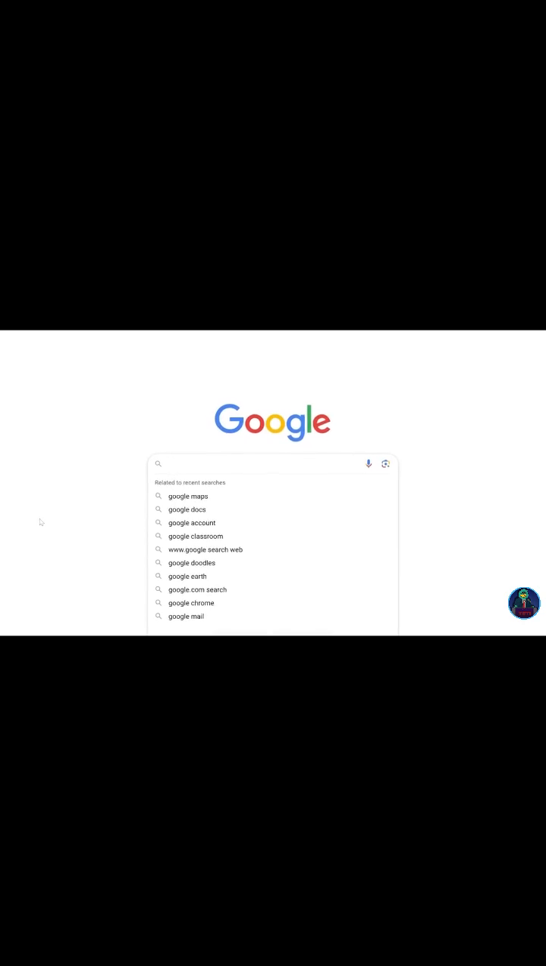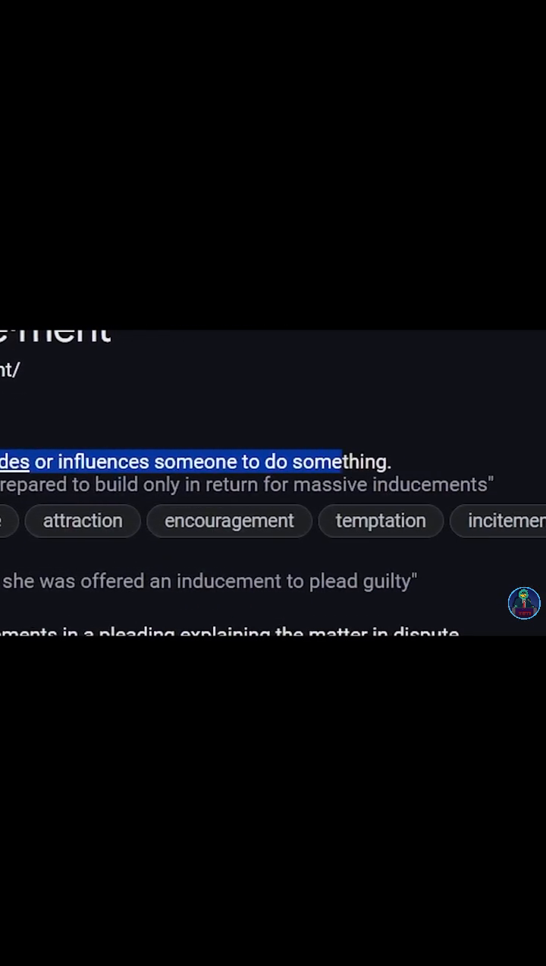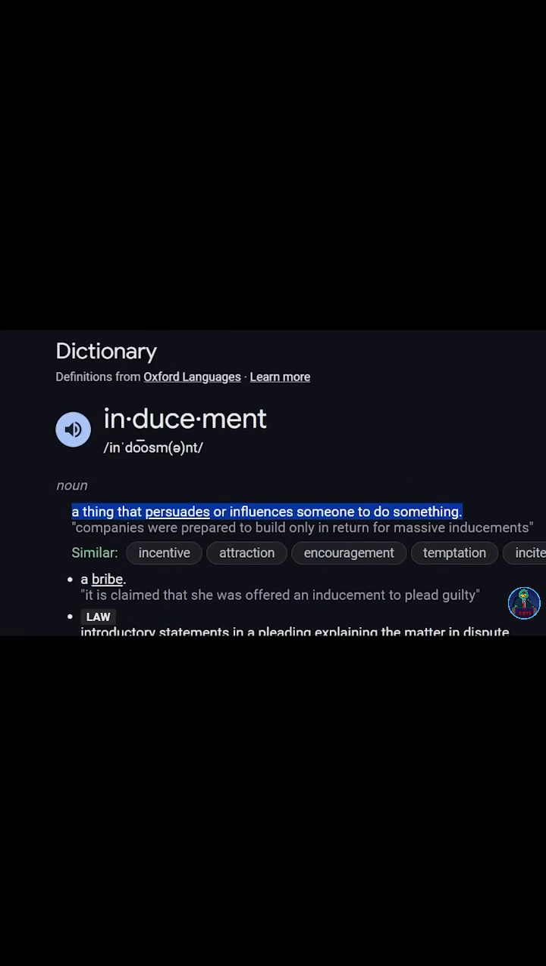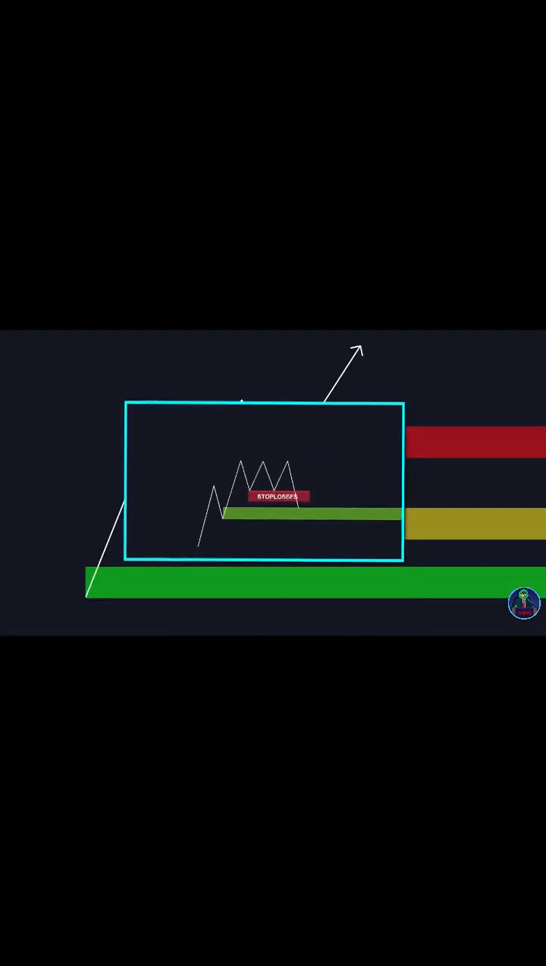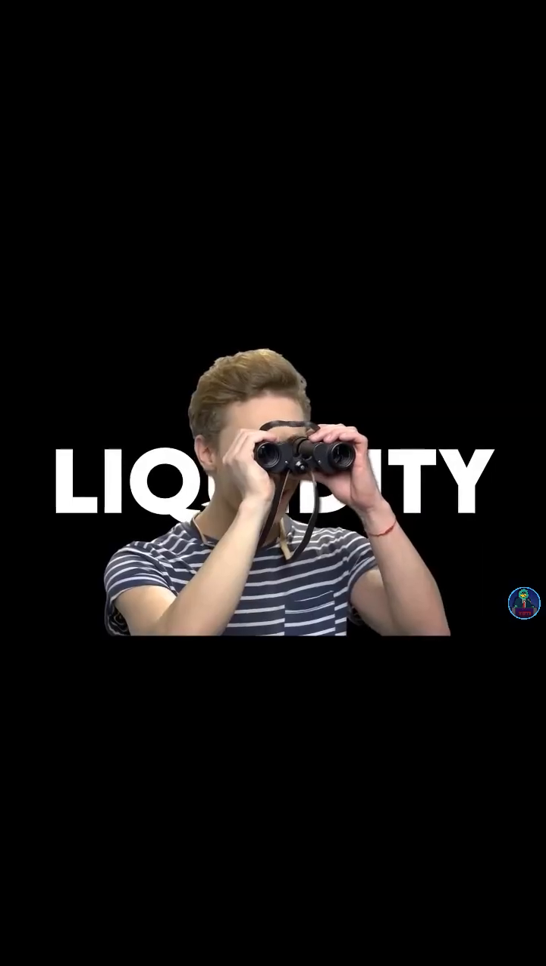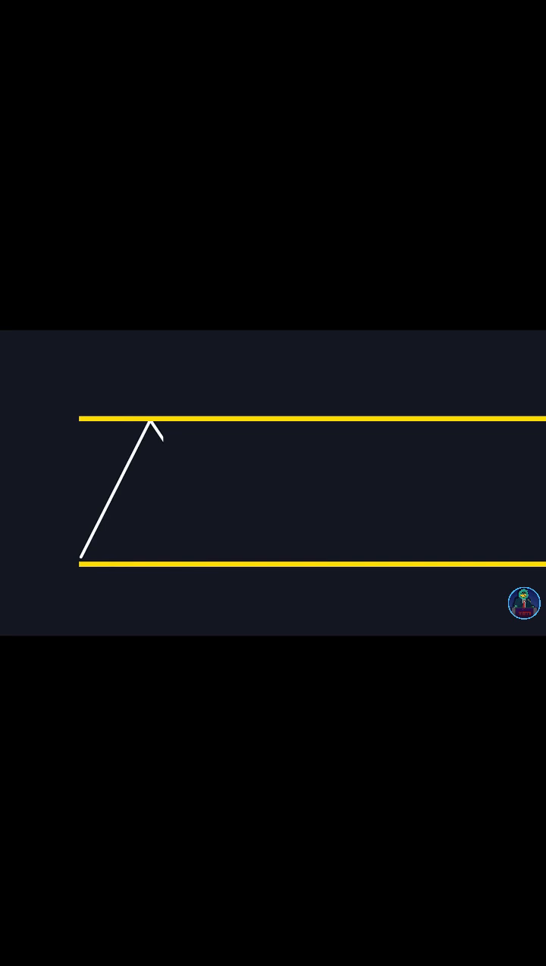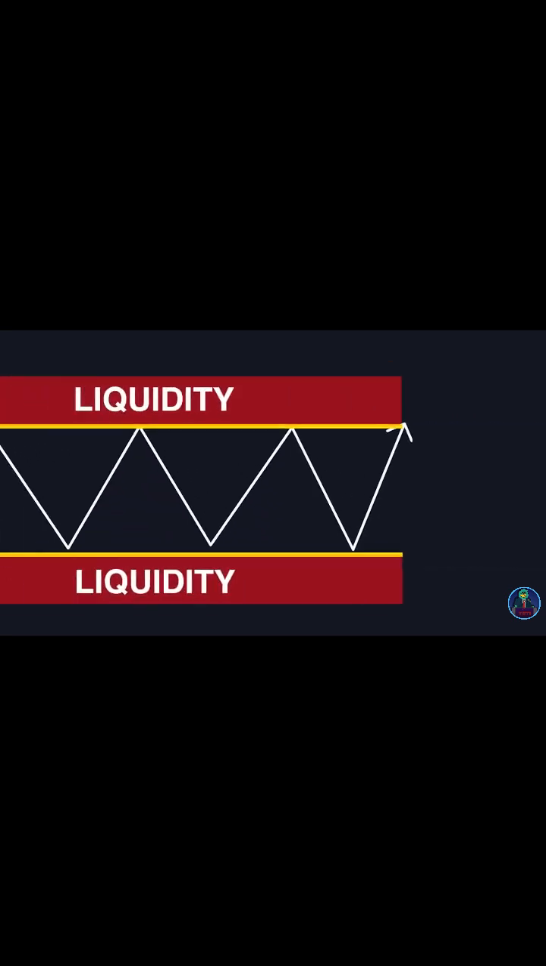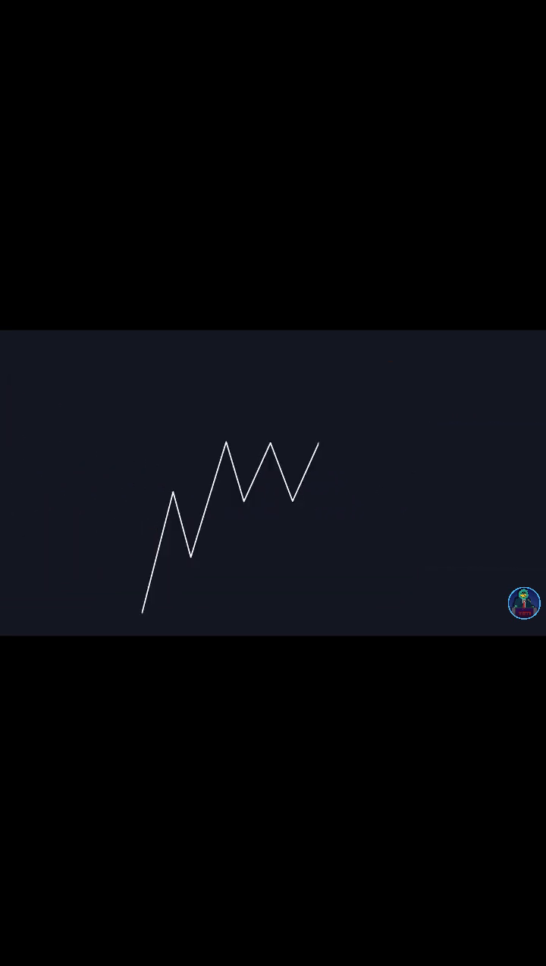If you go on Google and search the word inducement, you will find the definition, a thing that persuades or influences someone to do something. If we find inducement on our chart, it will raise the probability of finding the strongest zone. The easiest way to do that is by finding liquidity. The simplest form of liquidity is just equal highs or equal lows. Whenever there's equal lows like this, there'll naturally be loads of stop losses below this level.